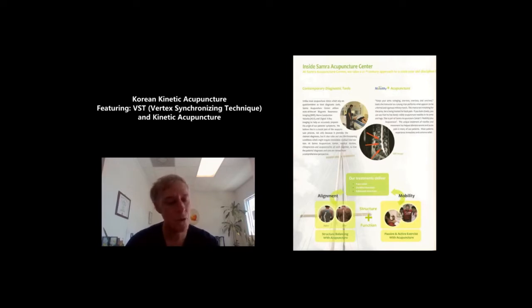So Dr. Choi and I named the technique Mobility Plus Acupuncture, and we highlighted a kinetic acupuncture technique for lower back pain.